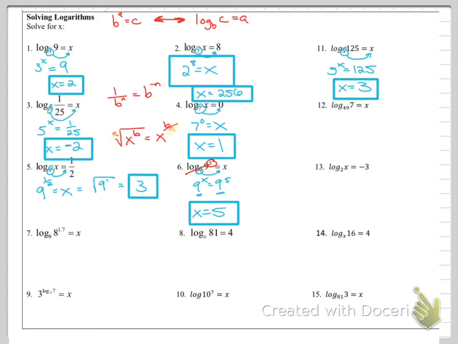See if you can do 7 and 8. Pause the video, see if you can do problem 7 and problem 8.